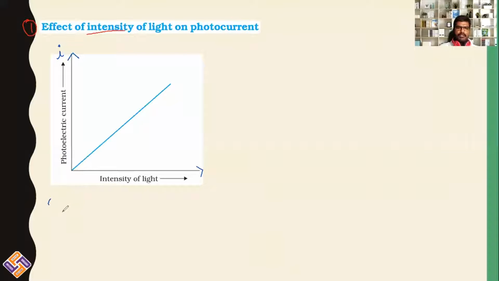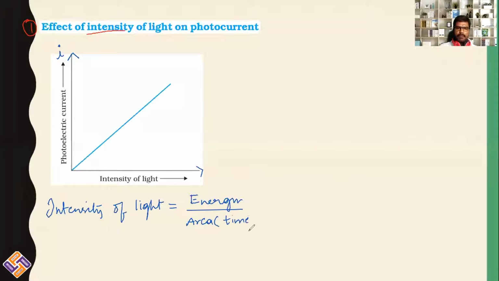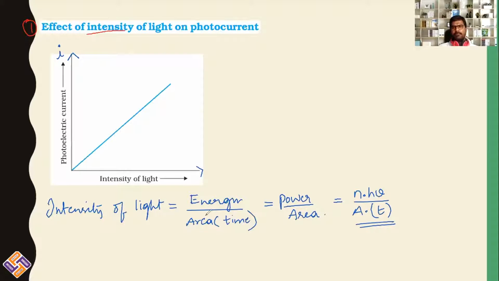We know intensity of light is equal to energy per unit area into time taken, or you can write power divided by area of cross section, or energy can be written as N h nu divided by area of cross section of the metal face into time taken t. This is the equation for intensity of the light.